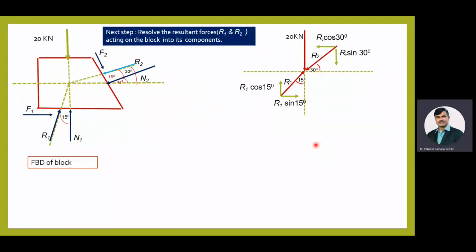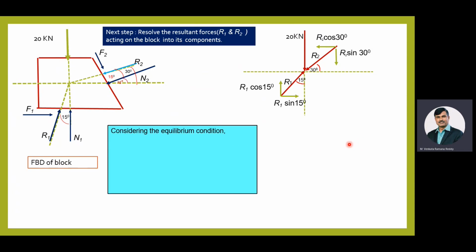Now we'll consider the equilibrium of the block. Here we are considering summation of the horizontal forces is equal to 0 and summation of the vertical forces is equal to 0. That is, sigma Fx is equal to 0 and sigma Fy is equal to 0. First we'll consider summation of the horizontal forces is equal to 0. Here the horizontal forces are R1 sin 15 degrees and R2 cos 30 degrees. Here we are considering rightward forces as positive, leftward forces as negative. Here R1 sin 15 degrees is rightward, R2 cos 30 degrees is leftward.